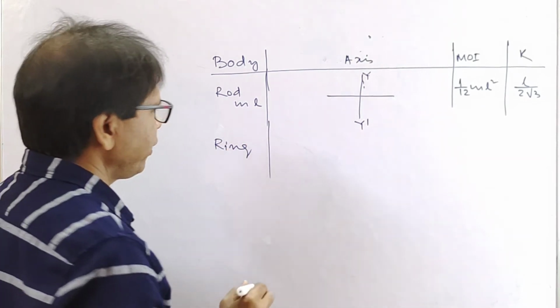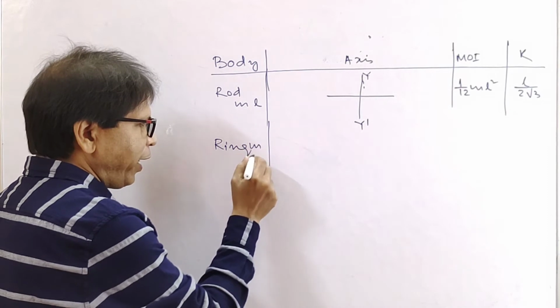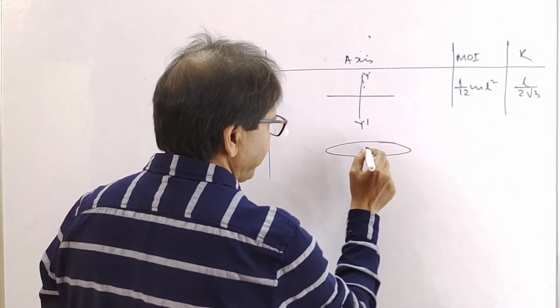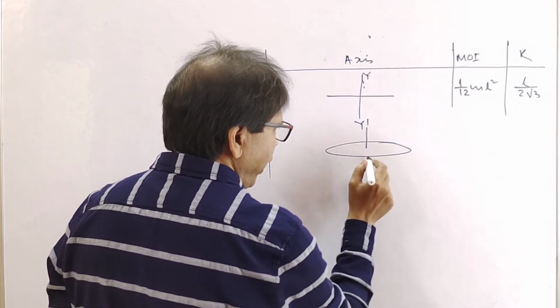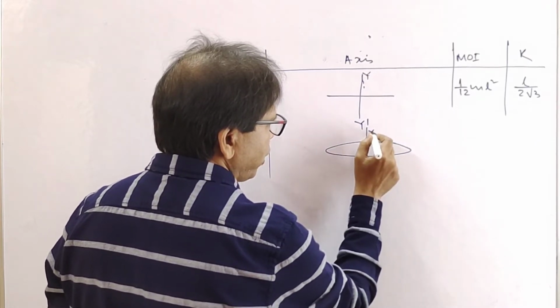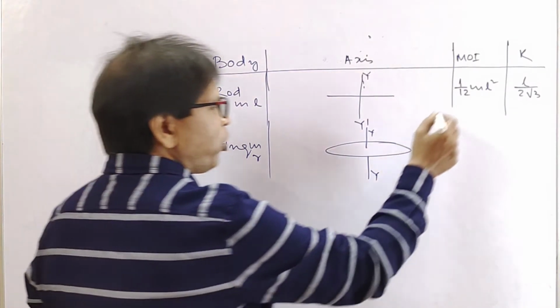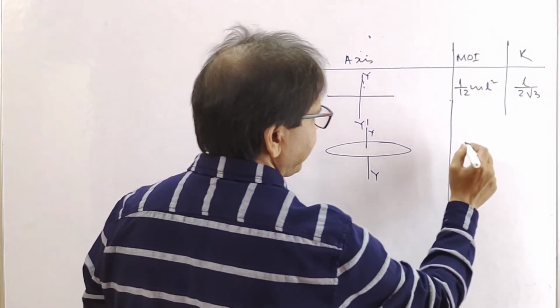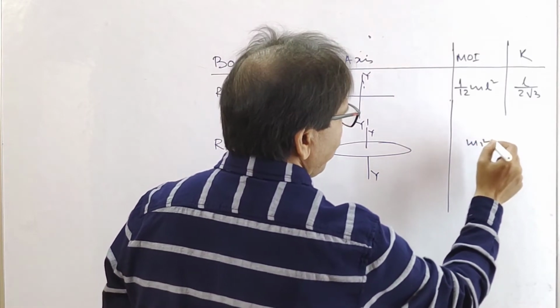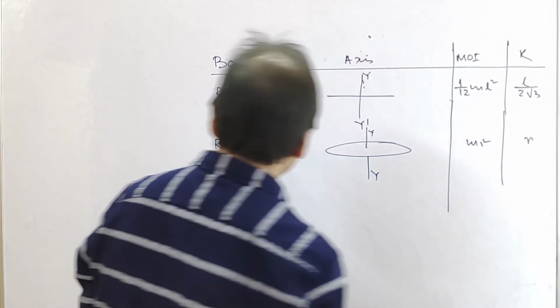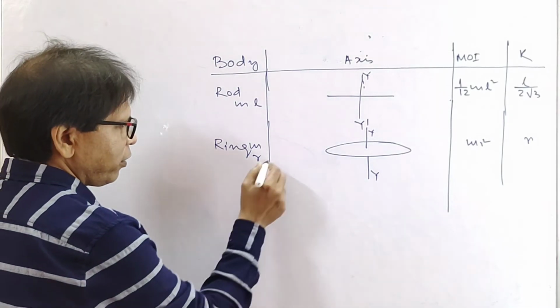Look at this ring, its mass m and radius r. Its axis passes through the center and is normal to the plane. This is the y dash. Now its moment of inertia about its axis is mr square. So what is the radius of gyration? This is r.